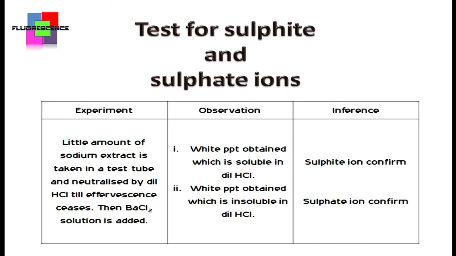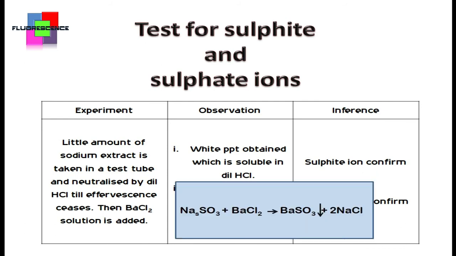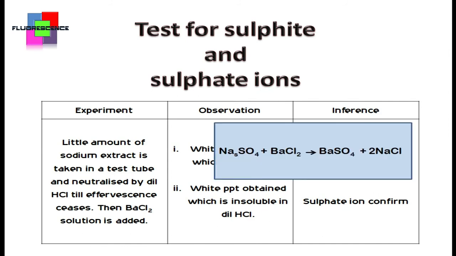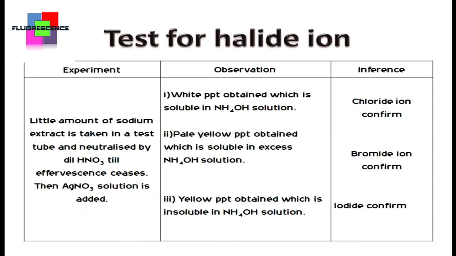In the next set, first of all, in the sodium carbonate extract, you will add dilute HCl till effervescence ceases. Remember, there should not be any effervescence further. Then you will add barium chloride solution. If you get a white precipitation and that white precipitation is dissolving in HCl, it indicates the presence of sulfite ion. If you get a white precipitation which is insoluble in HCl, it will indicate the presence of sulfate ion.